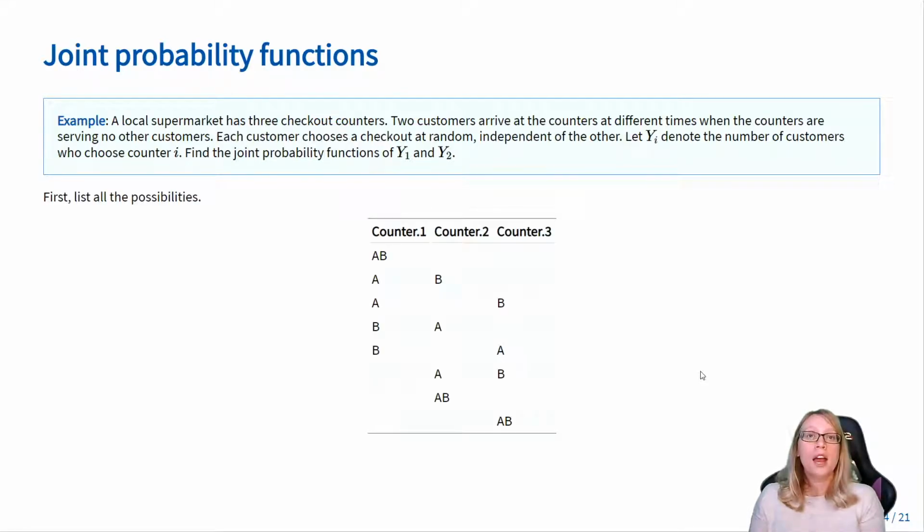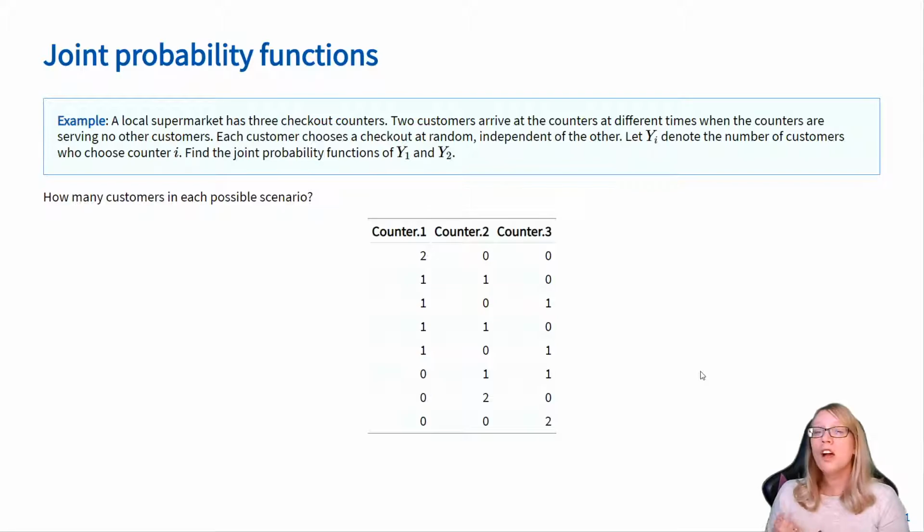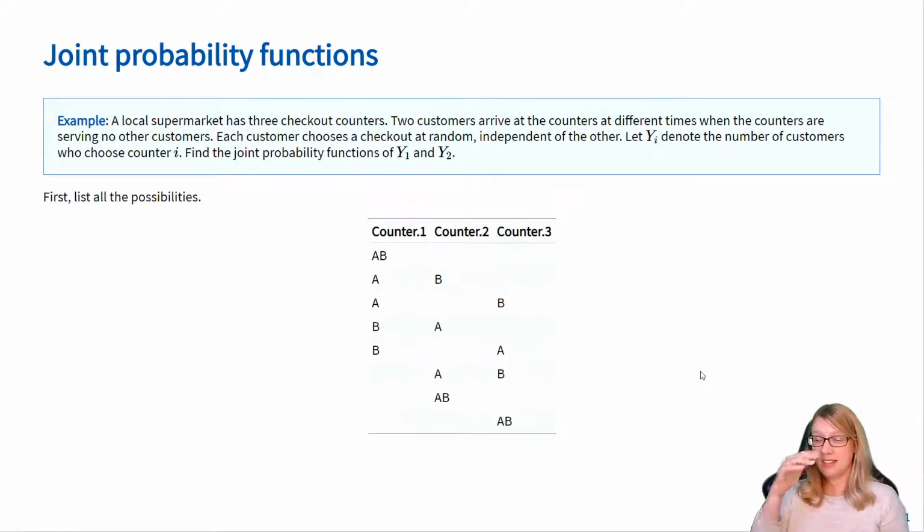Now we'll start by listing the possibilities, and think of it like this. We have customer A and customer B who will choose counters independently of one another. So any one of these assignments is equally likely. Both customers could independently choose counter 1. Customer A could choose counter 1 independent of customer B choosing counter 2, and so on. So we have a total list of possibilities here. What we want to do next is translate this list to the number of customers in each scenario.